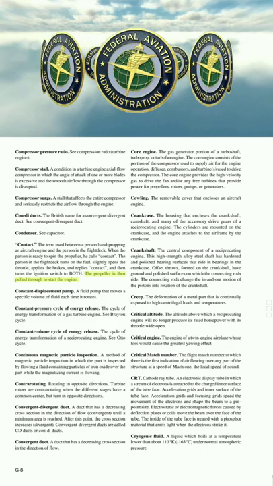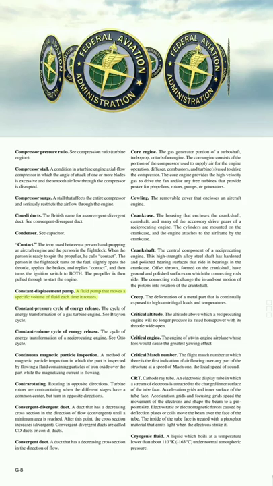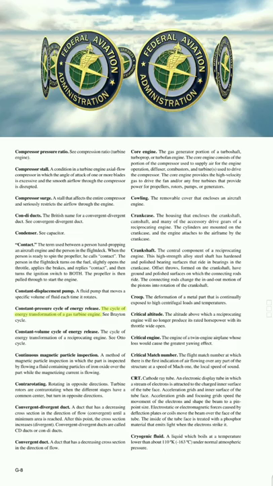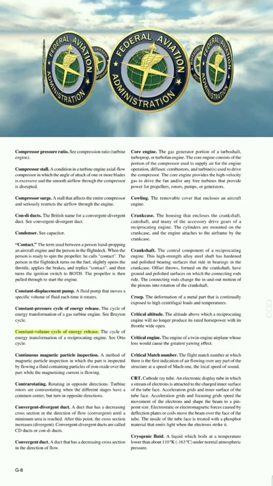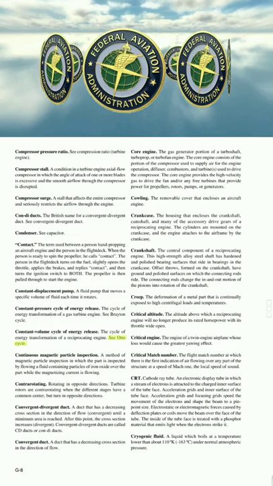Constant displacement pump. A fluid pump that moves a specific volume of fluid each time it rotates. Constant pressure cycle of energy release. The cycle of energy transformation of a gas turbine engine. See Brayton cycle. Constant volume cycle of energy release. The cycle of energy transformation of a reciprocating engine. See Otto cycle.